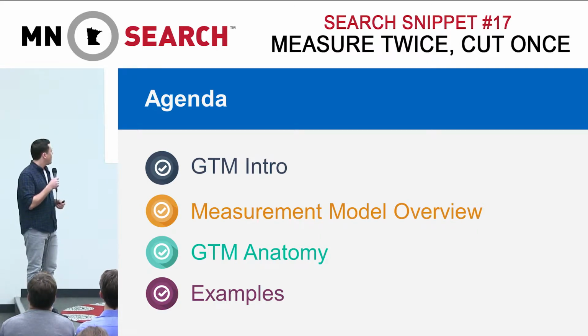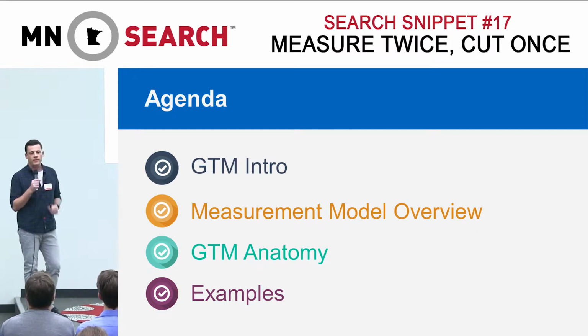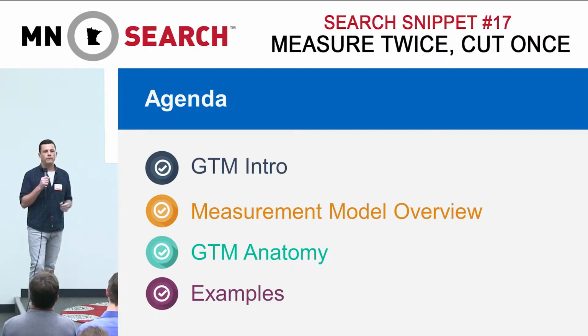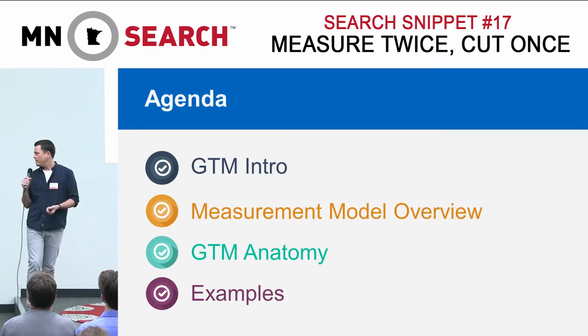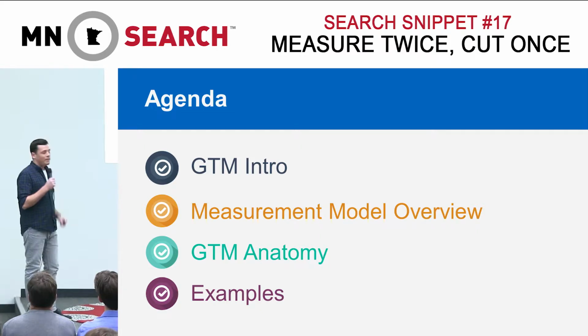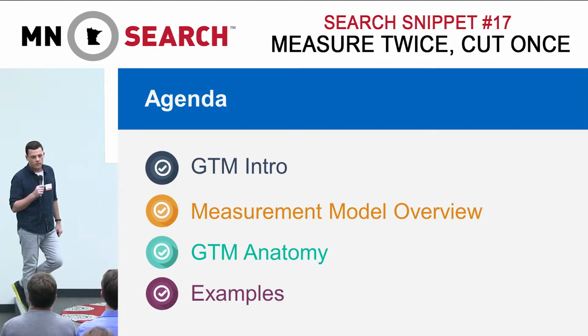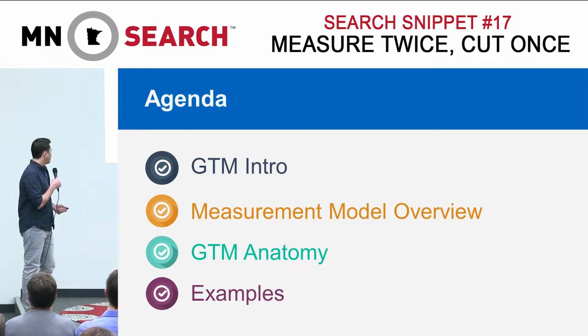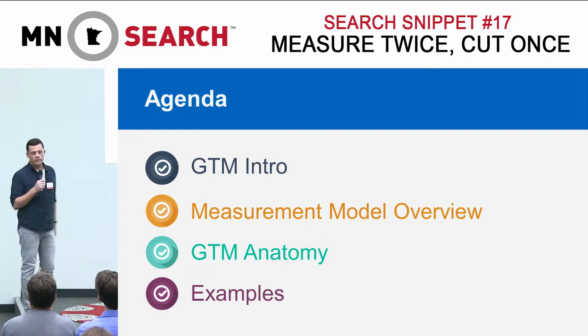going to normally do. We're going to have Kristin talk about the measurement model. This is a methodology that we've implemented in 3D. We've been doing it for probably a year formally, and we're continuing to embrace it, and I'll let her talk about that. Then I'm going to jump into the anatomy of Google Tag Manager. We're going to talk about how it works, the components, some things that you need to know. And then finally, we'll jump into some examples.